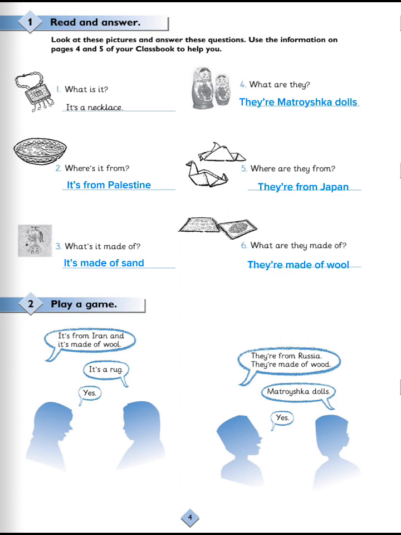Let's read the examples together. It's from Iran and it's made of wool. It's a rug. Yes. They are from Russia. They're made of wood. Matryoshka dolls. Yes.